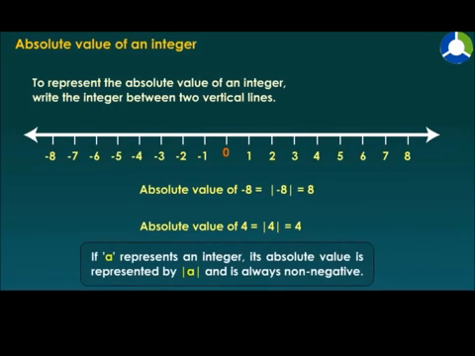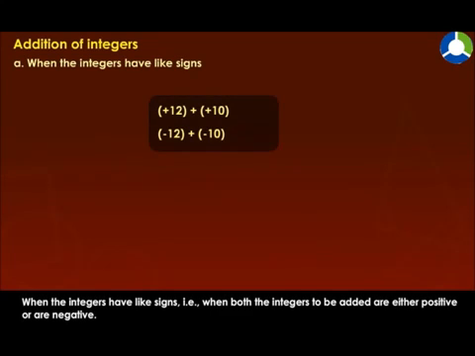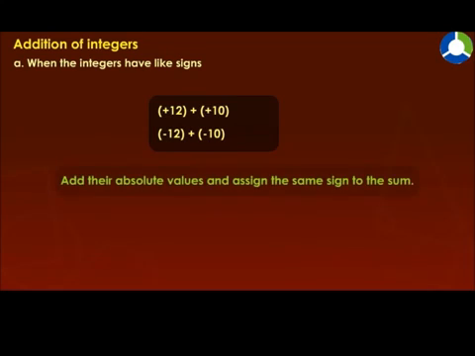Therefore, if a represents an integer, its absolute value is represented by |a| and is always non-negative. Addition of integers when the integers have like signs. When the integers have like signs, that is, when both the integers to be added are either positive or negative, add their absolute values and assign the same sign to the sum.